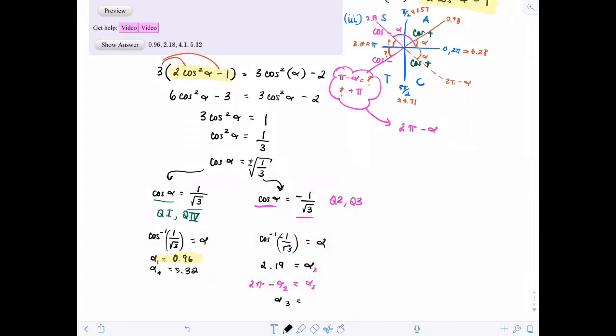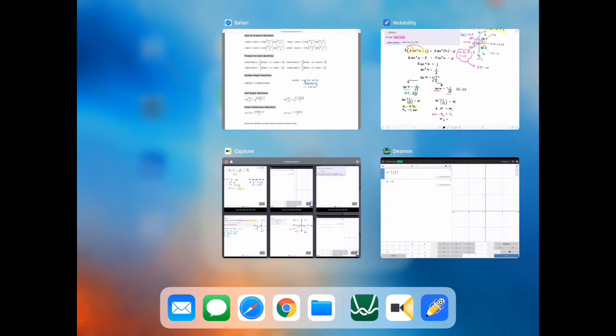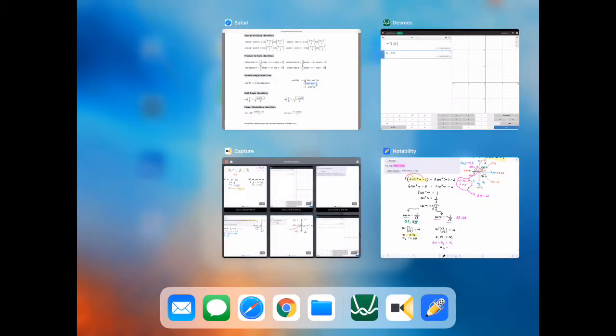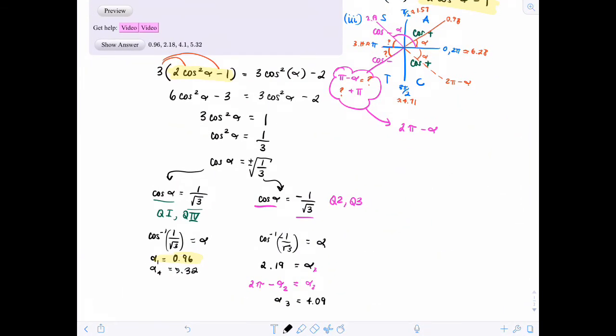So alpha sub 3 would be equal to, going to our calculator, just deleting that and putting 2.19, I get 4.09. And just double checking with the Cartesian coordinate plane, it's surely between pi and 3 pi over 2. So the angles here are going to be 0.96, 2.19, 4.09, and 5.32.